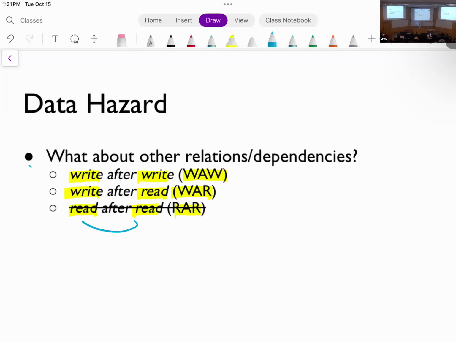But what about write after write? Do I have a hazard for write after write? Why or why not?